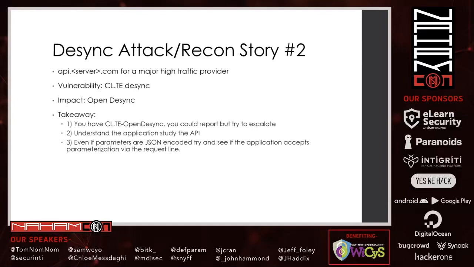To understand the application, study the API. Go ahead and reverse engineer the mobile app. Try to run it through Burp. Figure out what the protocol and the API look like. And then third, like I did in this specific instance, if the parameters are JSON encoded, try and see if the application accepts the parameterization via the request line in different forms. You might be surprised to see that even though the mobile app doesn't issue out parameters in that way, the application actually does accept it, and that could be extremely helpful for desync attacks.